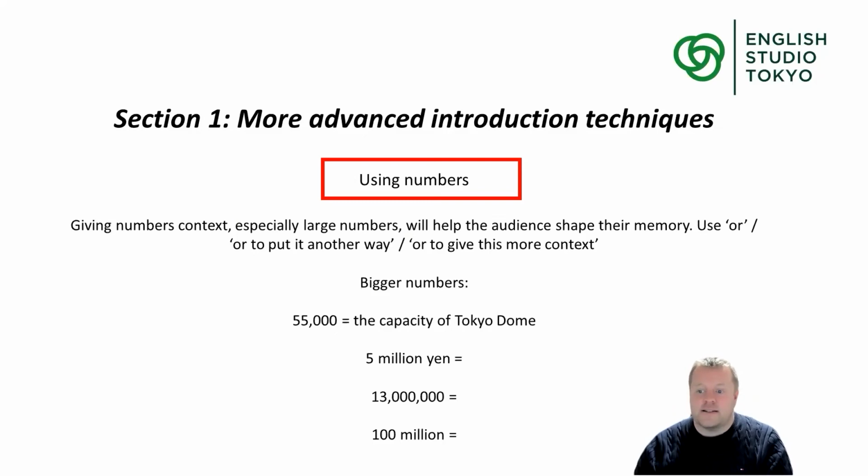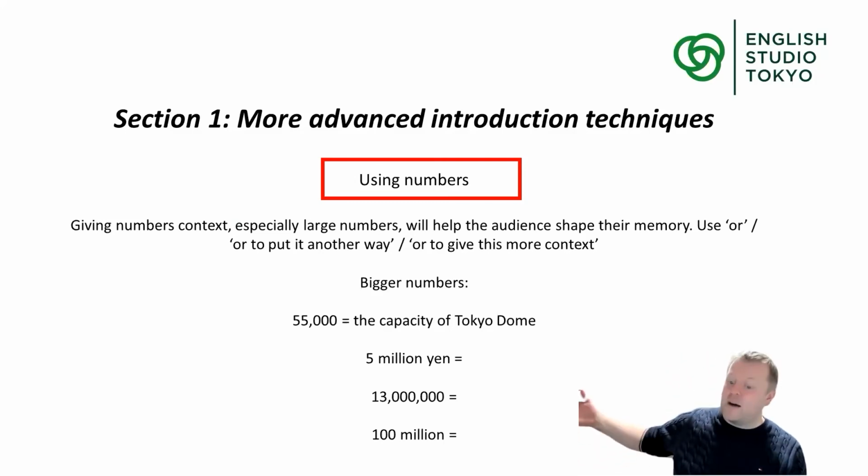When you're giving bigger numbers in your presentation, I generally try to make it something that people can easily imagine. And I use the phrase "or to put it another way," or "to give this more context." So I might say this: 55,000 people, or the capacity of Tokyo Dome, bought our product yesterday. 55,000 people, or to put it another way, the capacity of Tokyo Dome bought our product yesterday. 55,000 people, or to give this more context, the capacity of Tokyo Dome bought our product yesterday.